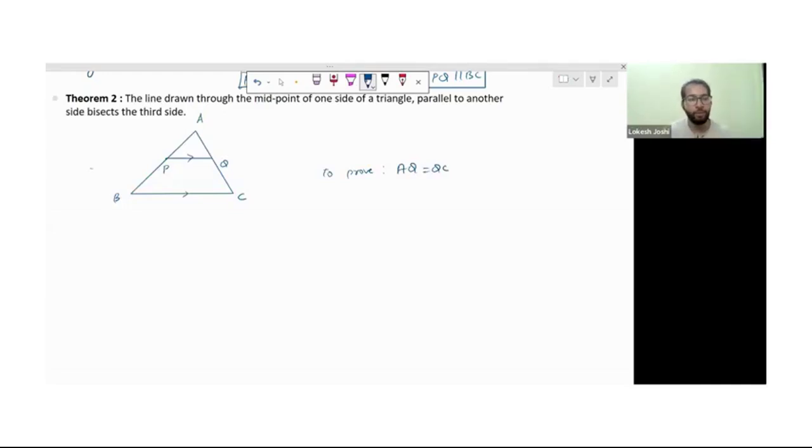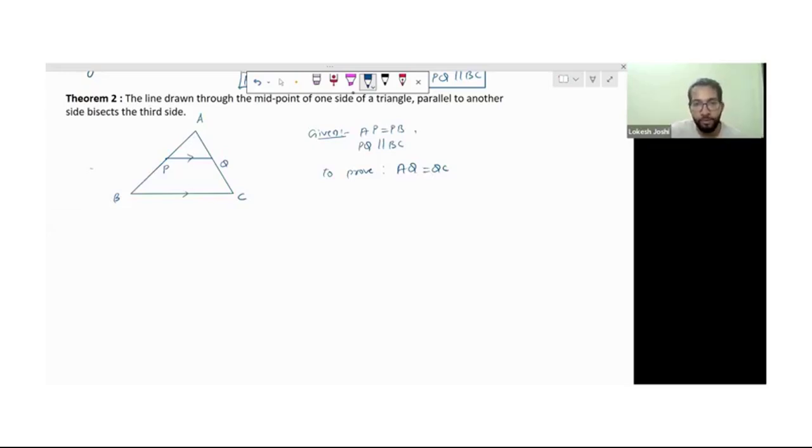So let me explain theorem 2 again. A line drawn through the midpoint of one side of a triangle. Okay, P is the midpoint of AB. Parallel to another side, PQ is parallel to BC, it's given. And we have to prove it bisects the third side, which means AQ is equal to QC. We have to prove this thing. Now, let me write the given things which we have. It will help us to prove. First of all, we have AP is equal to PB. And then we have PQ is parallel to BC. These are the two things which we have.